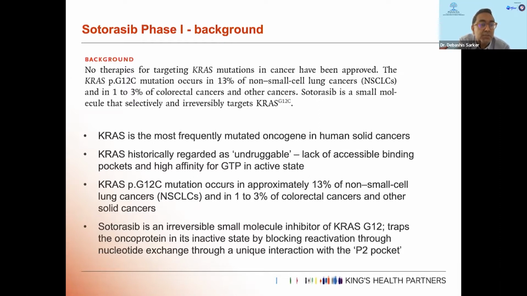So Sotorasib is one of this new generation of kinase inhibitors, which is an irreversible small molecule inhibitor of KRAS G12C. So it traps the oncoprotein in its inactive state by blocking the reactivation through nucleotide exchange, and it's through a unique interaction with what's called the P2 pocket. So it's really a triumph of medicinal chemistry, because we've been trying to drug KRAS for many years with very little success.